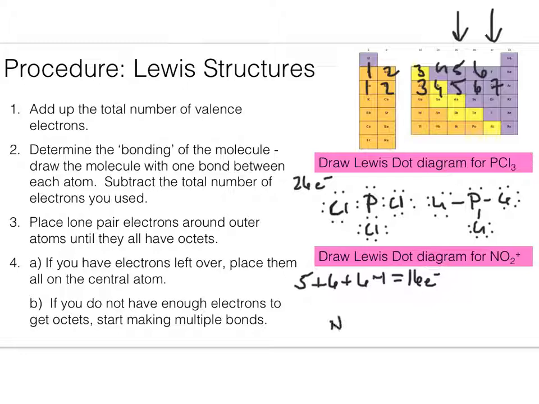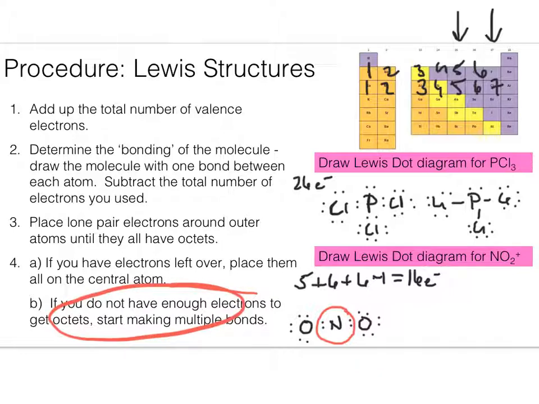And if we begin our process and start with just a single bond for both of them, and then give everyone an octet, so we have 2, 4 there, we should have a total of 12 more to work with, so 1, 2, 3, 4, 5, 6, 7, 8, 9, 10, 11, 12. This would be fine, except unfortunately the nitrogen is missing its octet. So this is no good. If we don't have enough electrons to get octets, we have to start making multiple bonds. So let's try to make a multiple bond. We'll start with just a single multiple bond in this case.